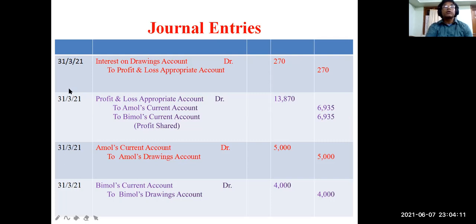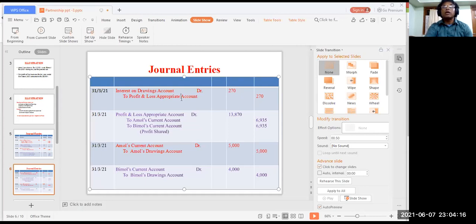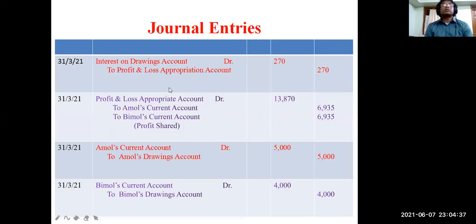Let me correct it. Okay, if I correct it just now, you will get some extra time to think over it. Appropriation account. I corrected it right now. So see, interest on drawings account debit to profit and loss appropriation account. It will be to the credit side of the profit and loss appropriation account.